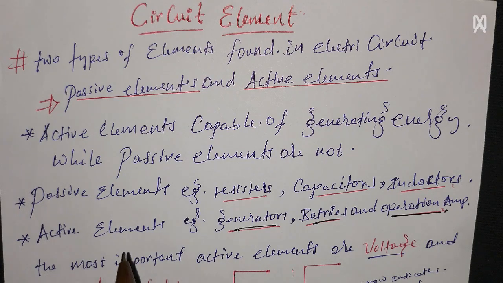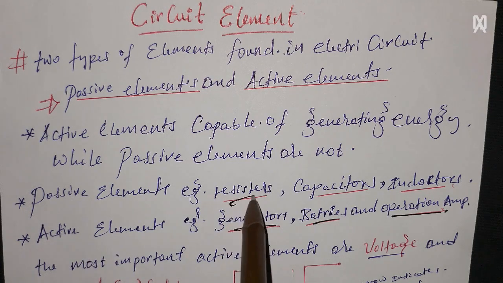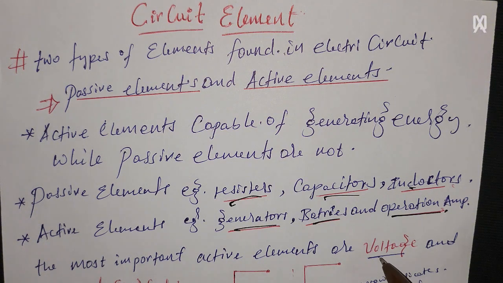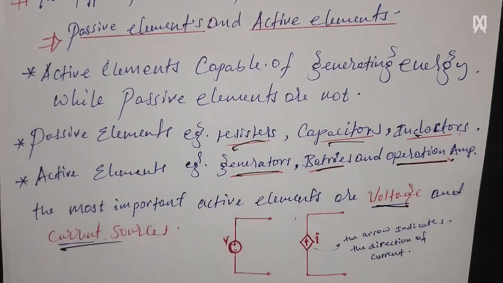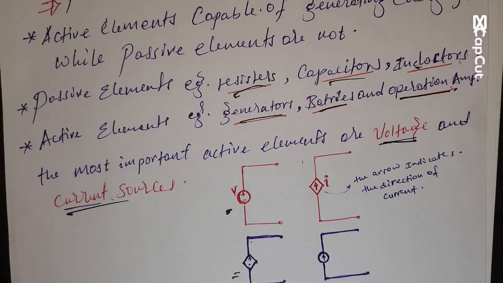Those elements which are passive are resistors, capacitors, and inductors. These are elements we find on circuit boards which are not capable of generating any amount of energy. The most important active elements are voltage and current sources. There are two types of active elements: voltage source and current source.